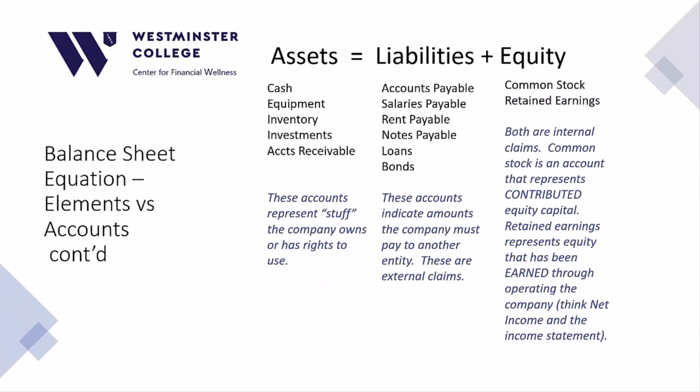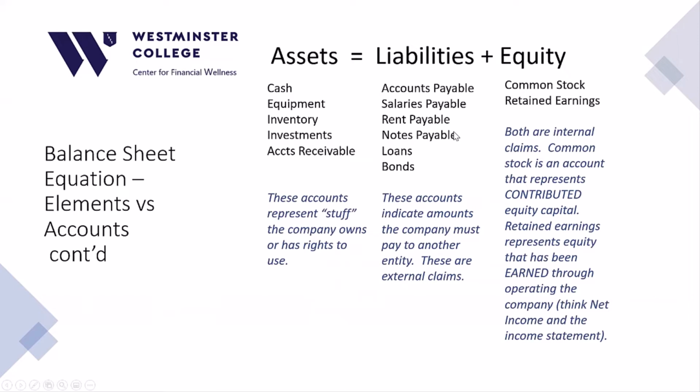Okay, just as a reminder, remember that assets are the stuff that a company owns or has rights to use in its operations. These are the things that they use, like my example of the equipment. The equipment helped to make the inventory. So the assets are the things that they use to help them in their operations. Liabilities are amounts that the company owes to external entities, like a bank or another vendor. And these are external claims, all these examples of these accounts.